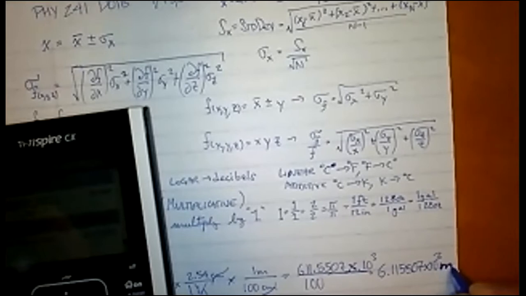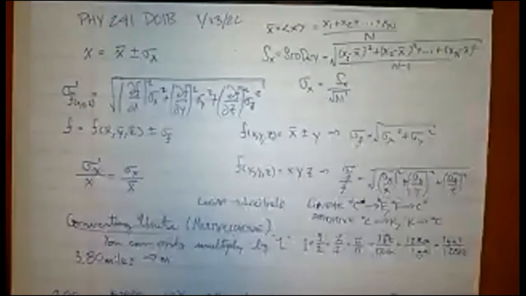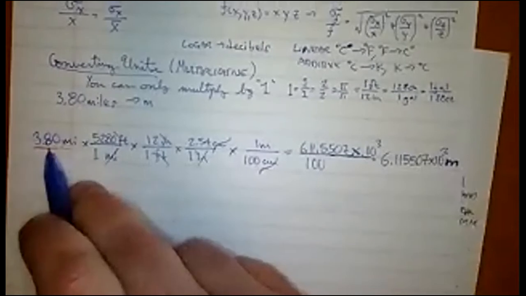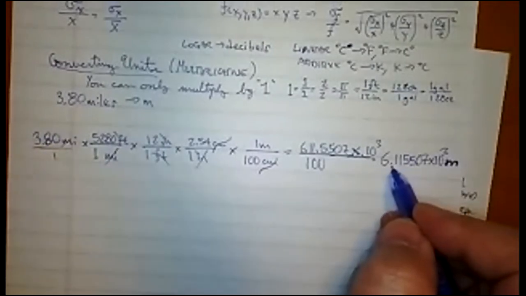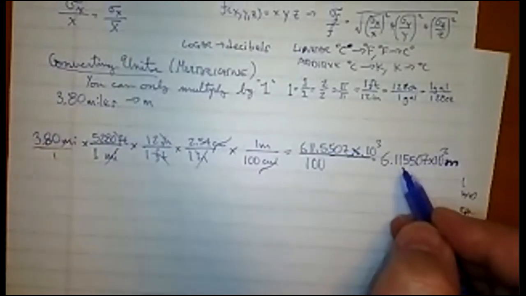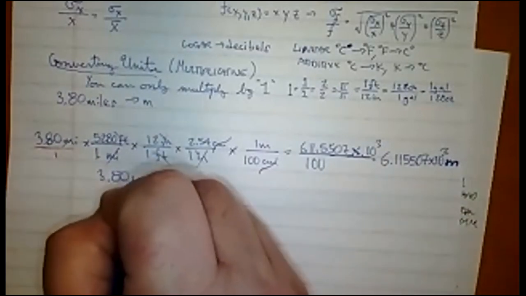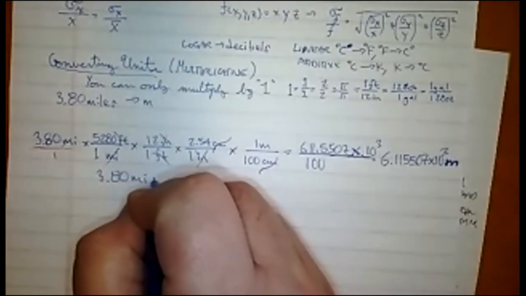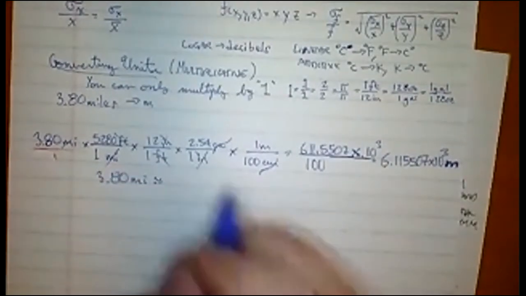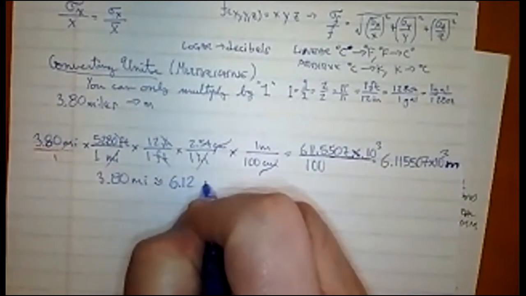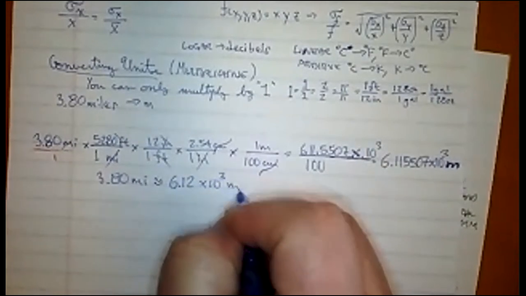Now in physics, in science in general, in nature in general, numbers are meaningless unless you know the unit that they have, or that they have no unit at all. So you always got to make sure you do that. Put the unit on the end. In this case, obviously I only had 3 sig figs, so I really should call this 6.12 just to properly round it. Okay, so I'd say 3.80 miles is about 6.12 times 10 to the 3rd meters.